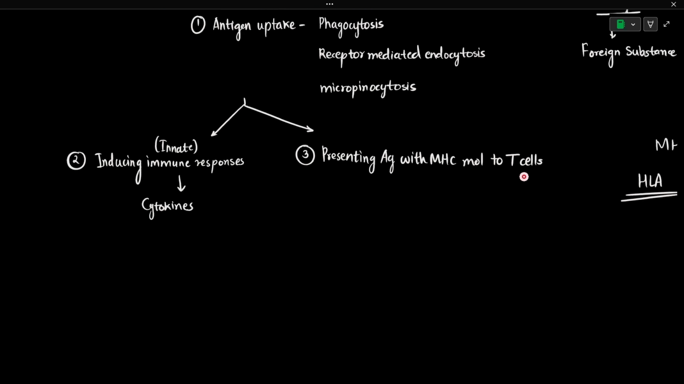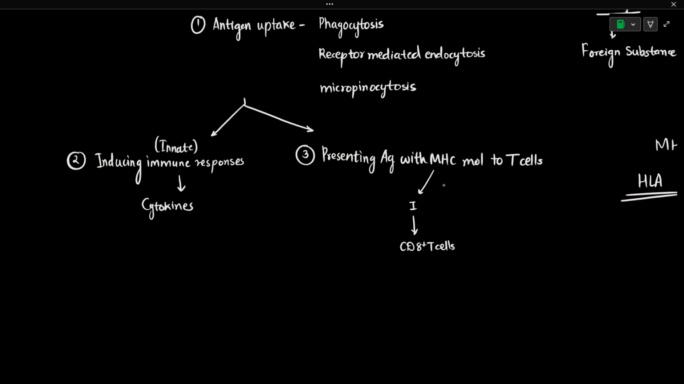Those MHC molecules are the ones which present the antigens taken in by the dendritic cells to the T cells. They are the ones which do the antigen presentation. If the MHC type 1 is going to present the antigen, then MHC type 1 will present its antigen to the cytotoxic T cells, meaning CD8 positive T cells.